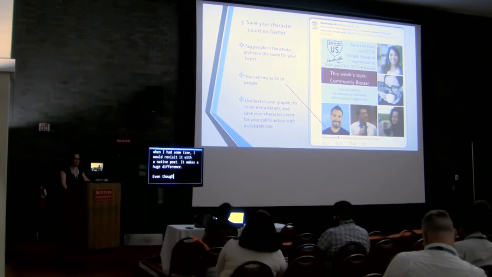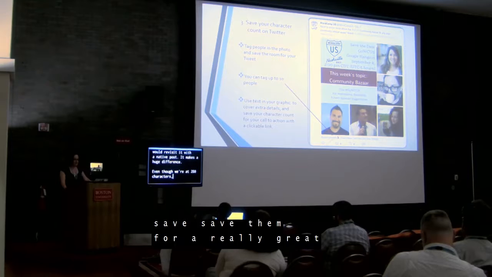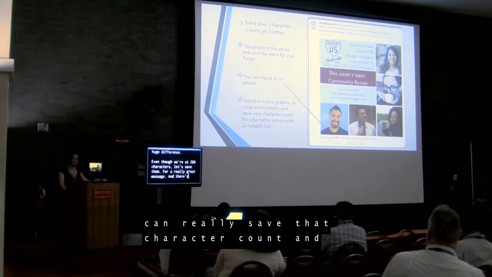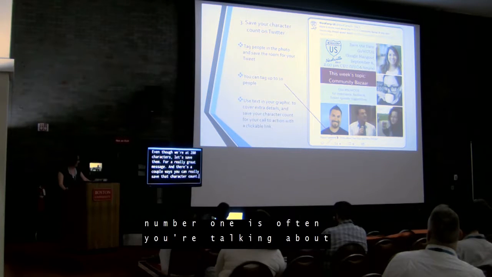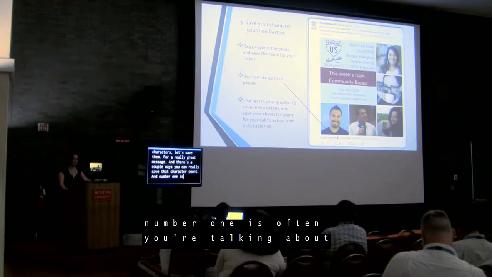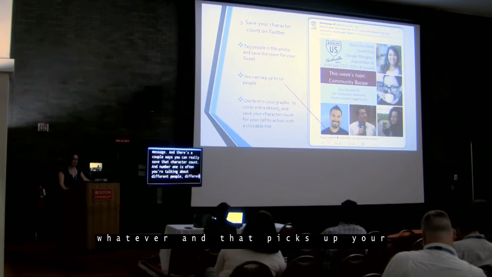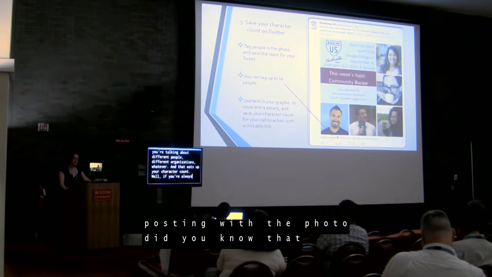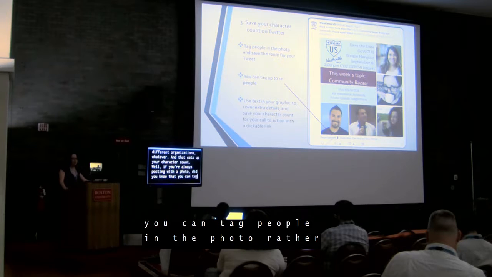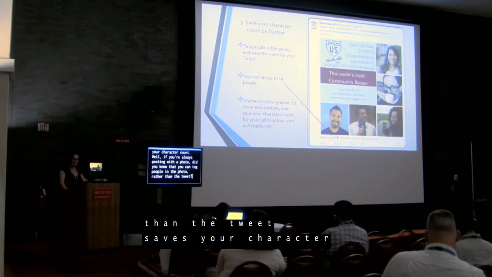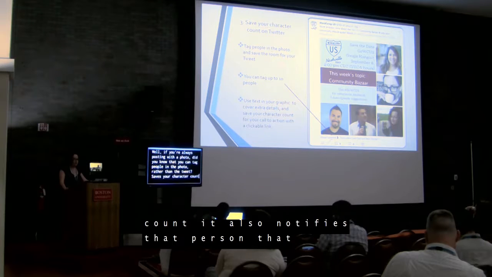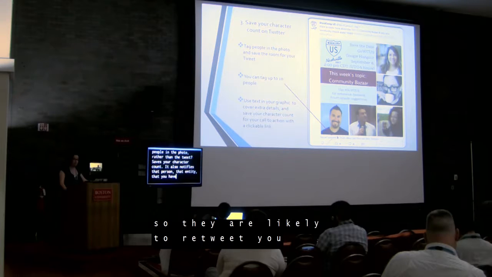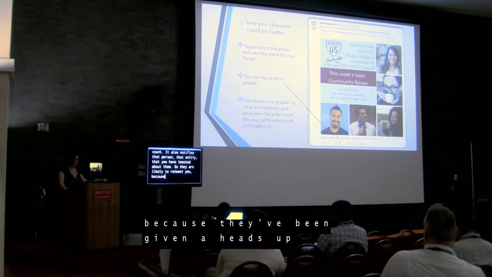Even though we're at 280 characters, let's save them for a really great message. And there's a couple ways you can really save that character count. Number one is, often you're talking about different people, different organizations, whatever, and that eats up your character count. Well, if you're always posting with a photo, did you know that you can tag people in the photo rather than the tweet? Saves your character count. It also notifies that person, that entity, that you have tweeted about them. So they are likely to retweet you because they've been given a heads up.